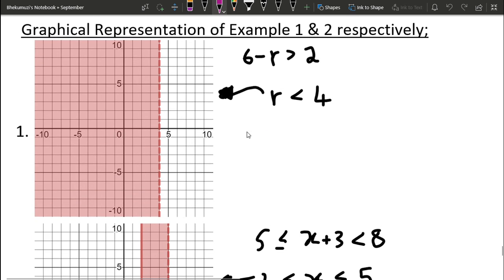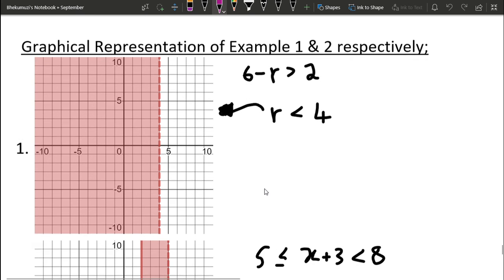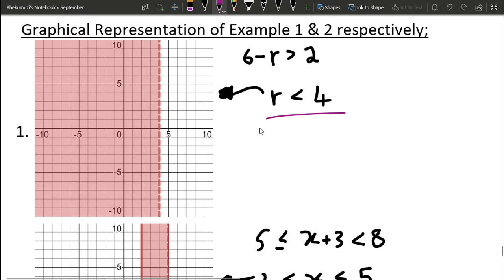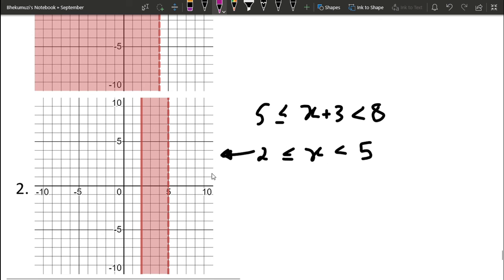And then here we just have the final thing, the graphical representation of examples 1 and 2. So the answer for 1 and 2, if you had to see it on a graph, would be this. As you can see, you have a broken line, meaning that it is less than, meaning at 4 we're not including it, but everything else is included. And then also here you can see the same thing. On the left-hand side, you can see that it is not a broken line, and that means that 2 is included.